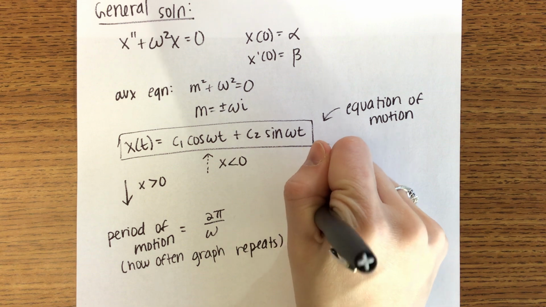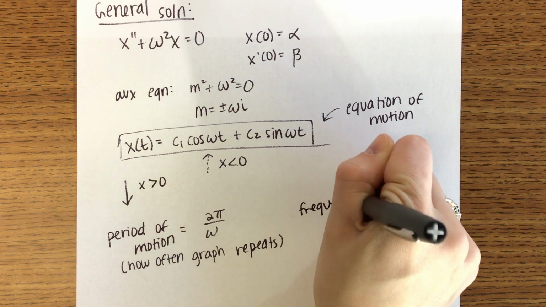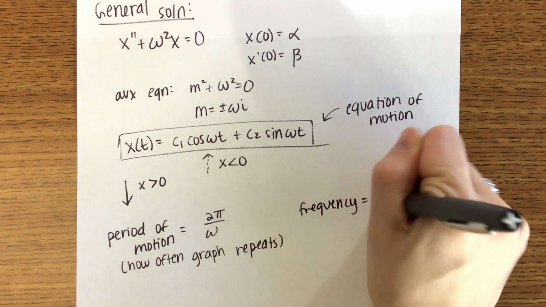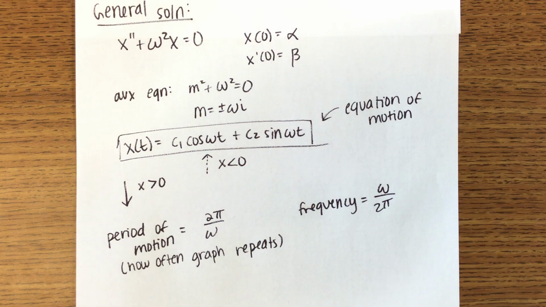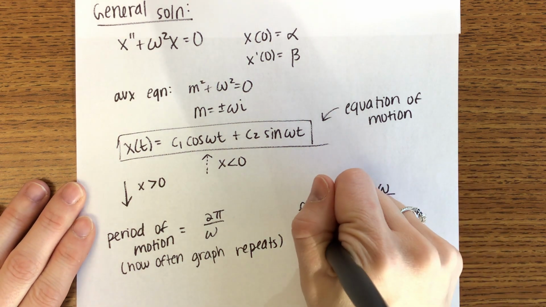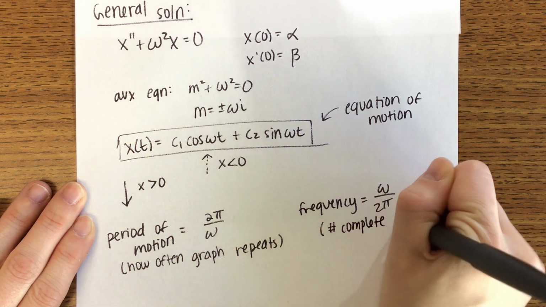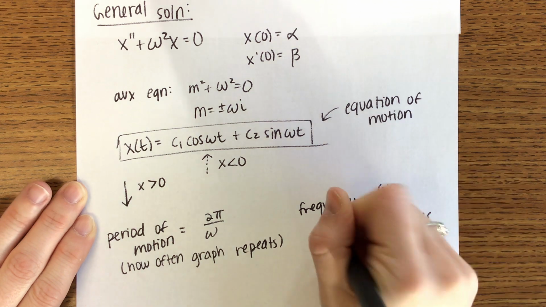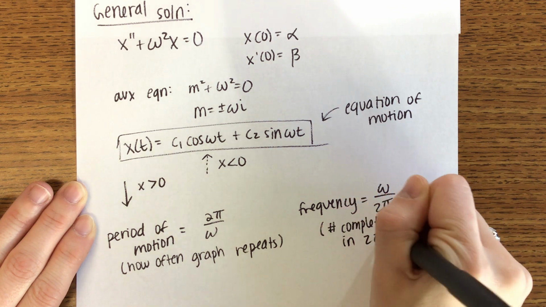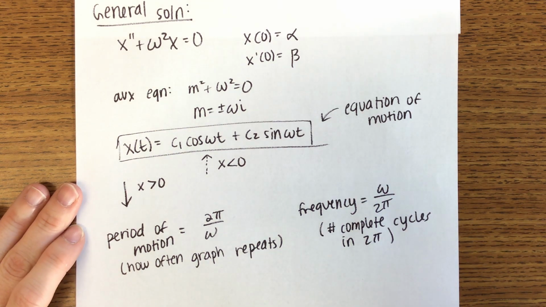Okay, frequency, that's equal to omega divided by 2 pi. What I mean by frequency is the number of complete cycles in 2 pi, 2 pi being our unit of time.